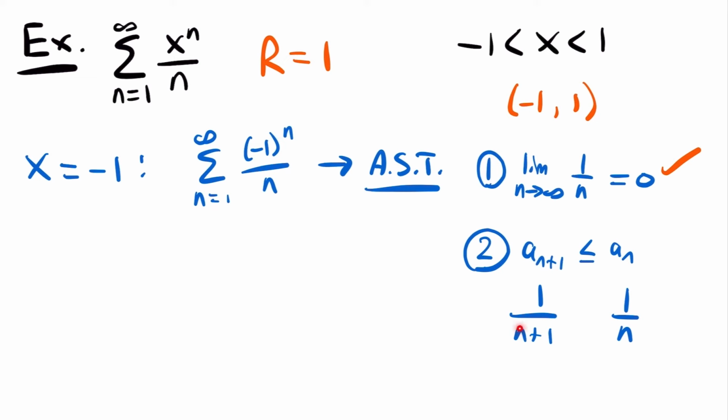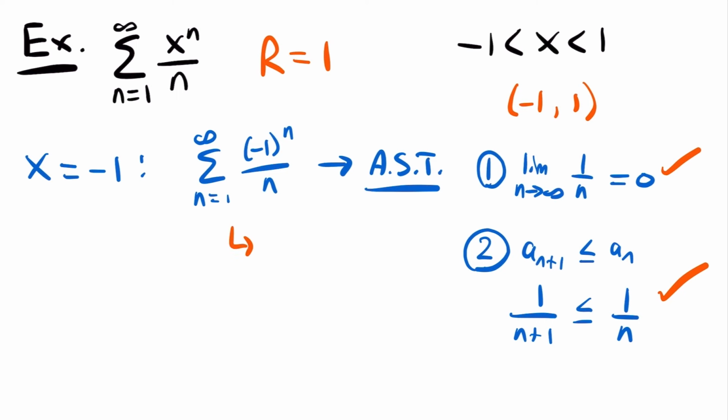And so since the denominator of this term is always going to be 1 greater than this denominator, right? We have n plus 1 compared to n. The value of this fraction will always be smaller because when you have a larger denominator for a fraction, that value gets smaller. All right, so 1 divided by n plus 1 is less than or equal to 1 divided by n, which means that our sequence is decreasing, and so both requirements for the alternating series test are met, which means that this series is a convergent series.